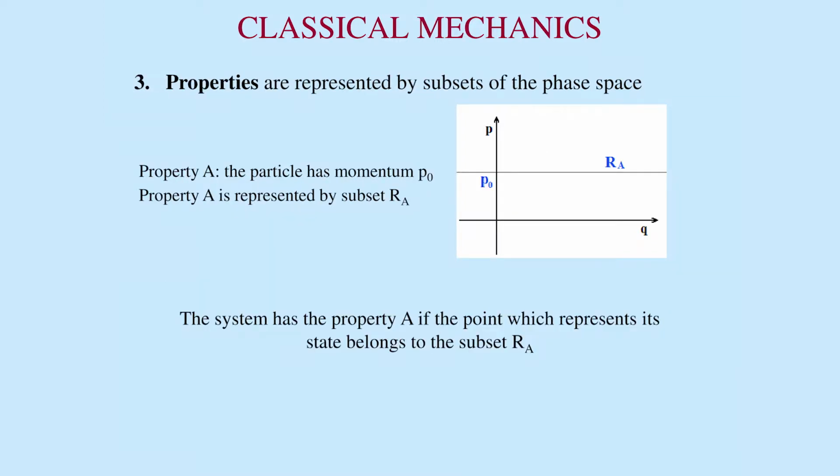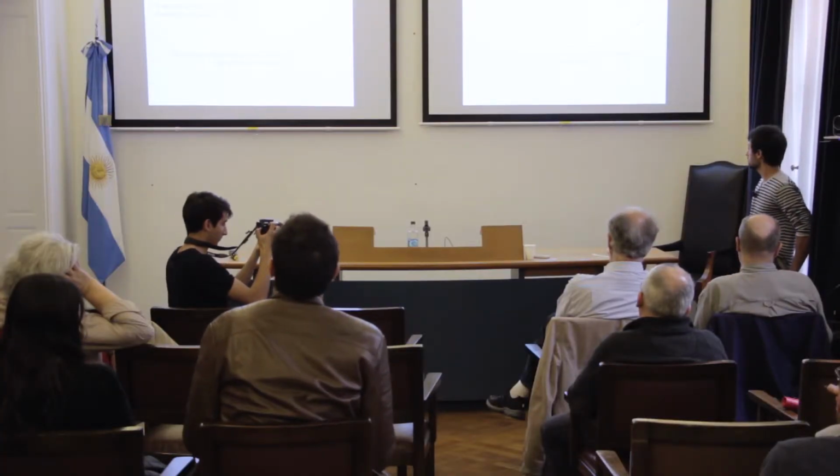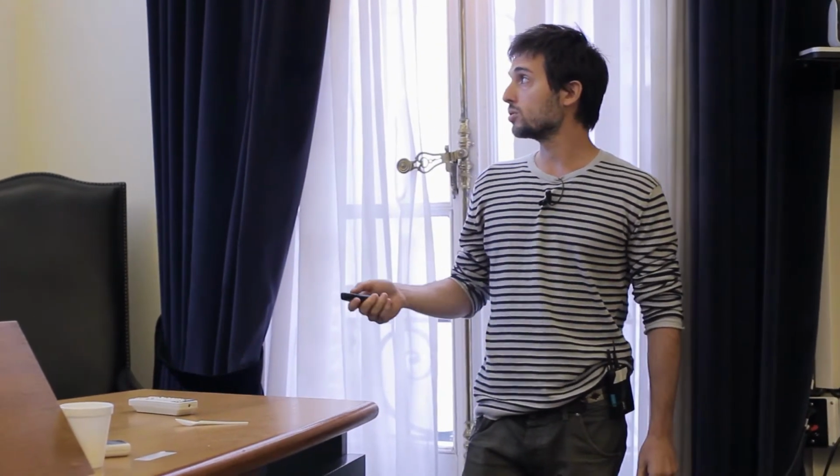And properties are also represented using the phase space, by subsets of the phase space. Here, for example, if we consider again the single particle, and we consider the property A, which is that the particle has momentum p sub 0, this is represented by the subset we have there, which is a constant line of momentum equal to p sub 0. And we say that a system has a property A if the point representing its state belongs to the subset R sub A.